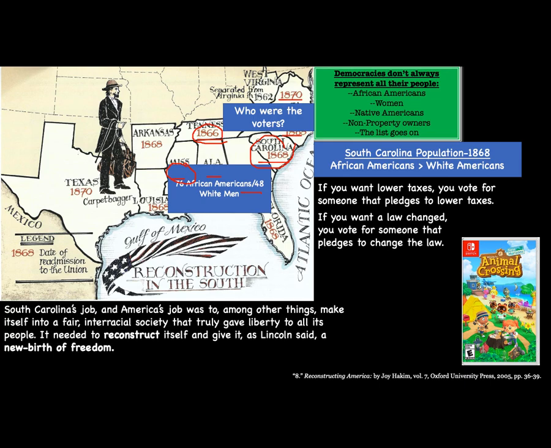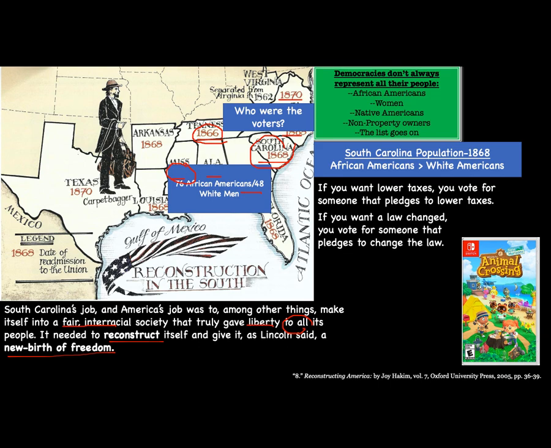Well, South Carolina's job and America's job following the end of the Civil War was to, among other things, make itself into a fair interracial society that truly gave liberty to all its people. It needed to reconstruct itself, hence the term reconstruction, and give it, as Lincoln said, a new birth of freedom. And who better to help with that than the people that had suffered the worst and were deprived the longest of any semblance of life, liberty, and the pursuit of happiness? I mean, that sounds exactly like a case of walk a mile in my shoes.